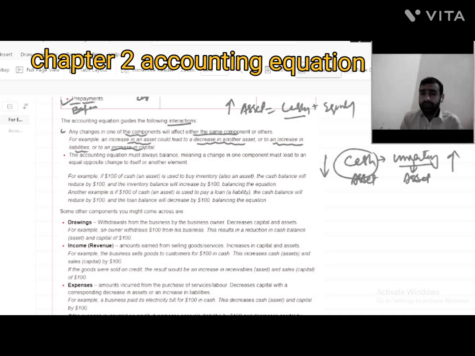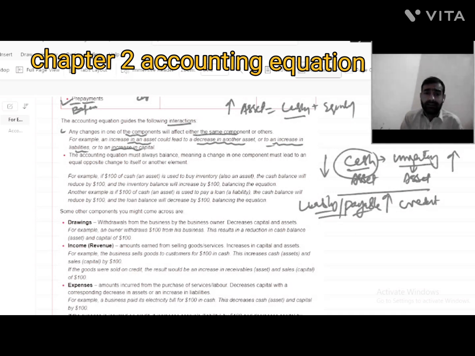Now, an increase in liability. If you have not paid in cash and this is a credit transaction, it means that you create a liability, and that liability is your payable. So when you are increasing the asset, it also increases the liability because it's a credit term, you are purchasing the thing on credit. Clear? Or an increase in the capital. So this is saying that any changes that happen in one component can also affect some other component, the same component or another component.